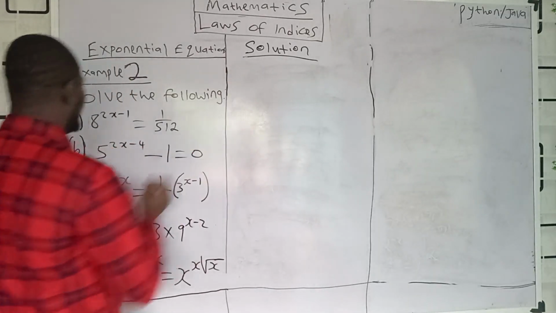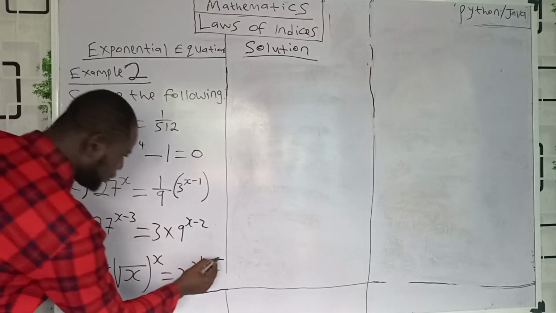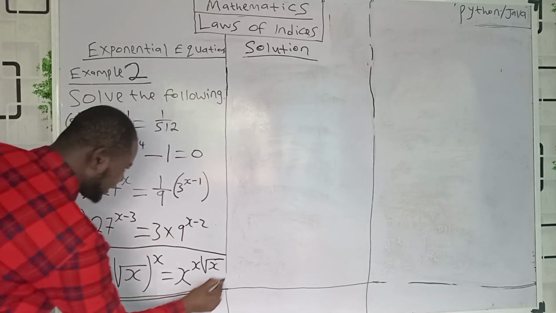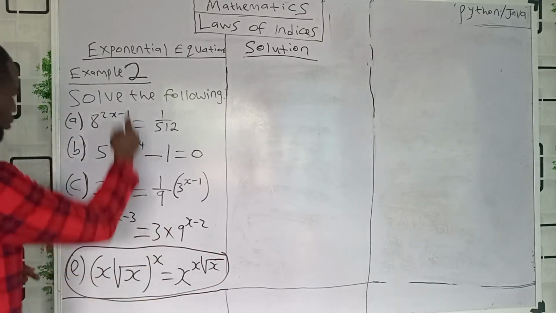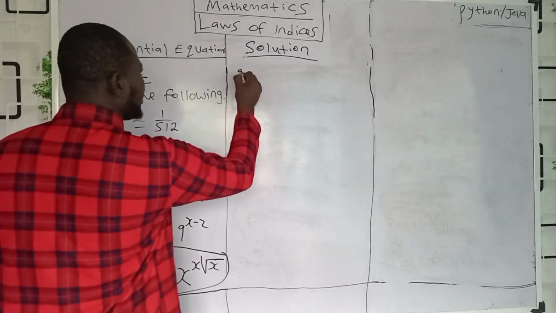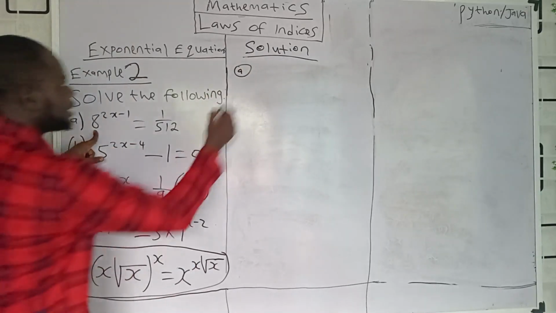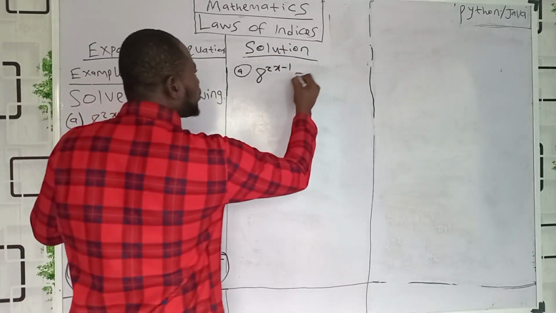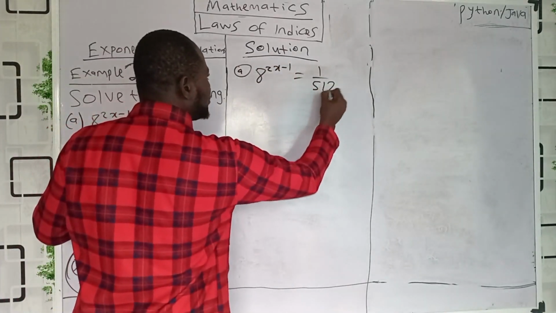As usual, I will give you this last one again today to solve as an exercise. That means together we are solving these first four, A to D. So let's start. For the A part, we have 8 raised to power 2x minus 1 equal to 1 over 512.